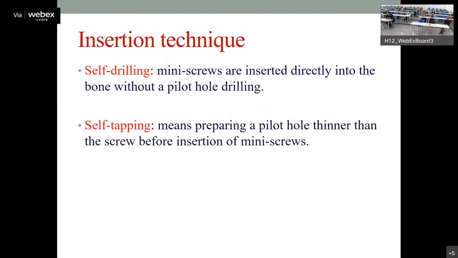There are two techniques for insertion of the micro screws. It can be inserted by self-drilling technique or self-tapping technique. The main difference between those two techniques is the preparation of pilot hole. In the self-drilling, there's no need to prepare pilot hole before insertion of the micro screws, whereas in the self-tapping technique, you need to prepare a pilot hole. It has to be thinner than the screw itself, so you can achieve primary stability after insertion.